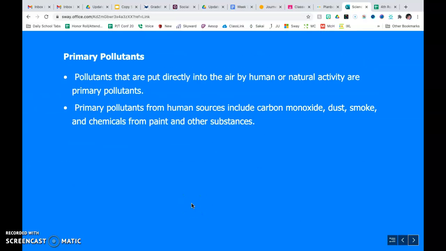So primary pollutants. These are pollutants that are put directly into the air by humans or by natural activity, such as volcanoes and things of that nature. So primary pollutants: carbon monoxide, dust, smoke, chemicals from paint, and any other substances that are human created are called primary pollutants.